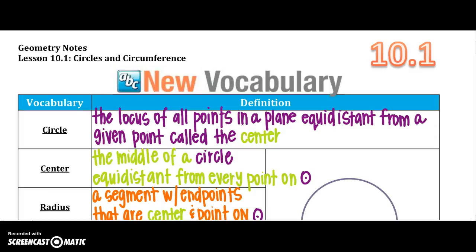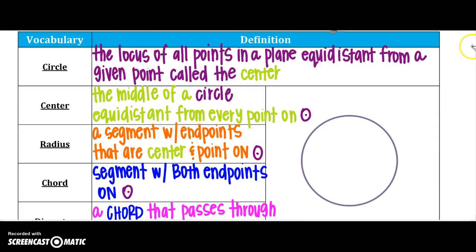point called the center. So if I have a circle here in our little diagram, if I have the center point, point K, each point out here is actually equidistant from the center point. So that's what makes a circle. The center is the middle of the circle, equidistant from every point on the circle. So if that is 5 centimeters, then this would also be 5 centimeters.